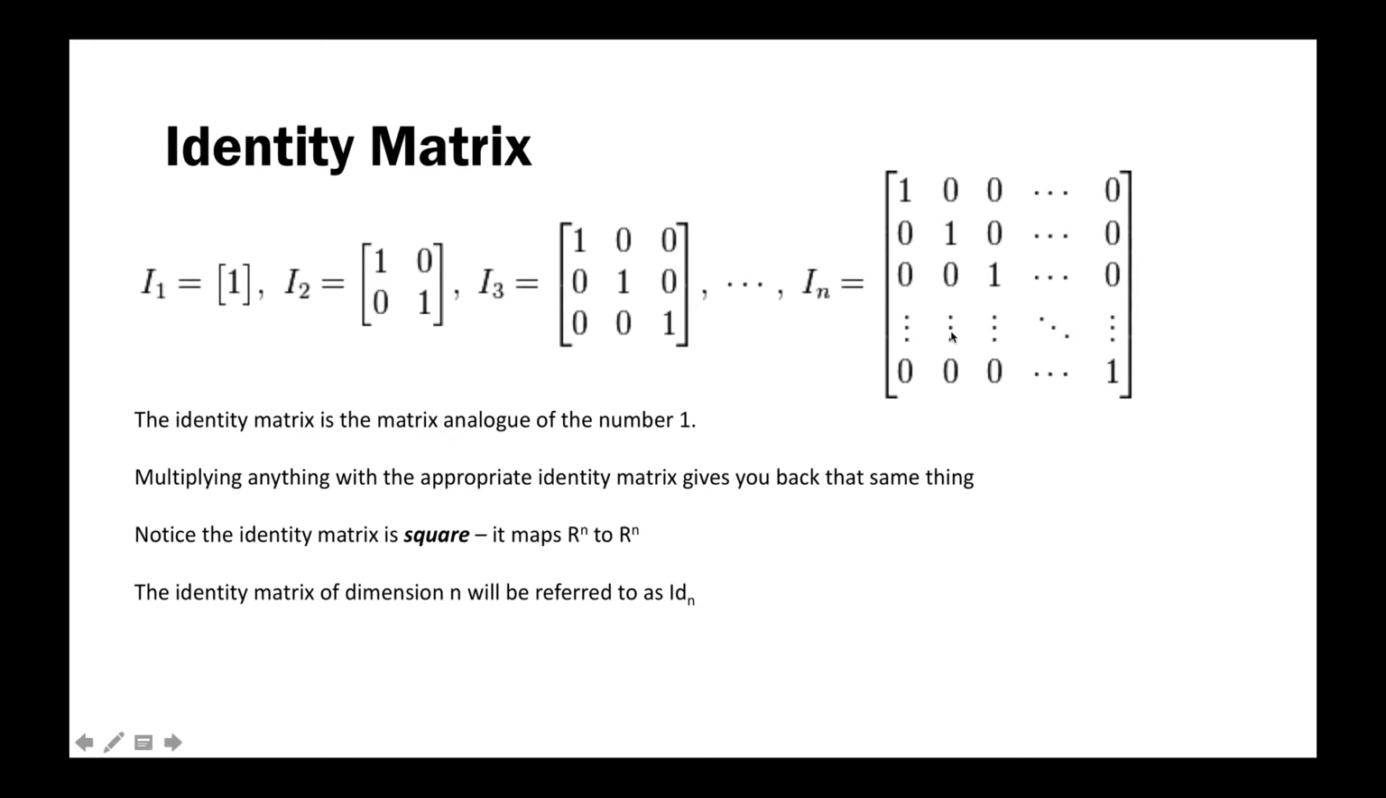The property of this that's special is that multiplying anything with an identity matrix will give you that same thing. So if I had a vector here, and I multiplied it by I3, I would get that vector out again. Furthermore, the identity matrix does commute with any matrix, which means it doesn't matter the order in which you multiply the identity matrix. We will refer to the identity matrix of dimension n, which means it's an n by n matrix, as I sub n.